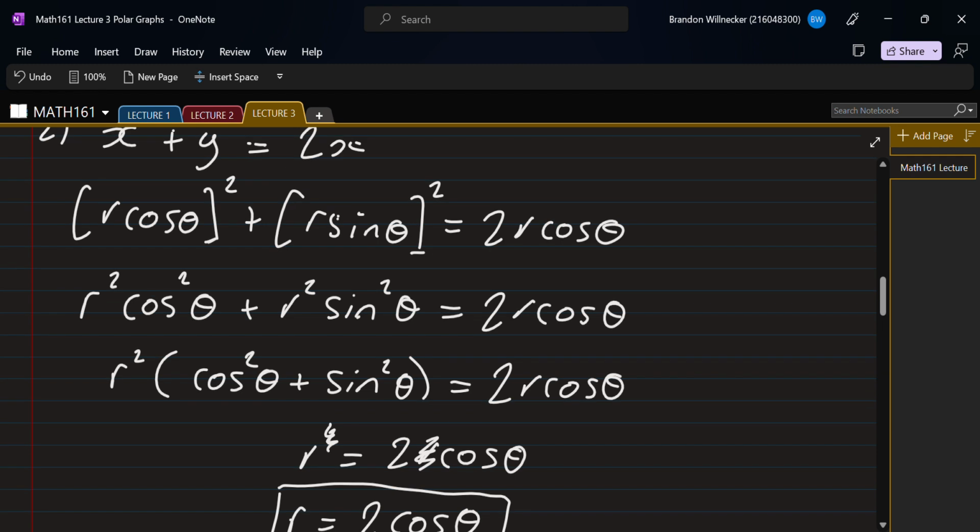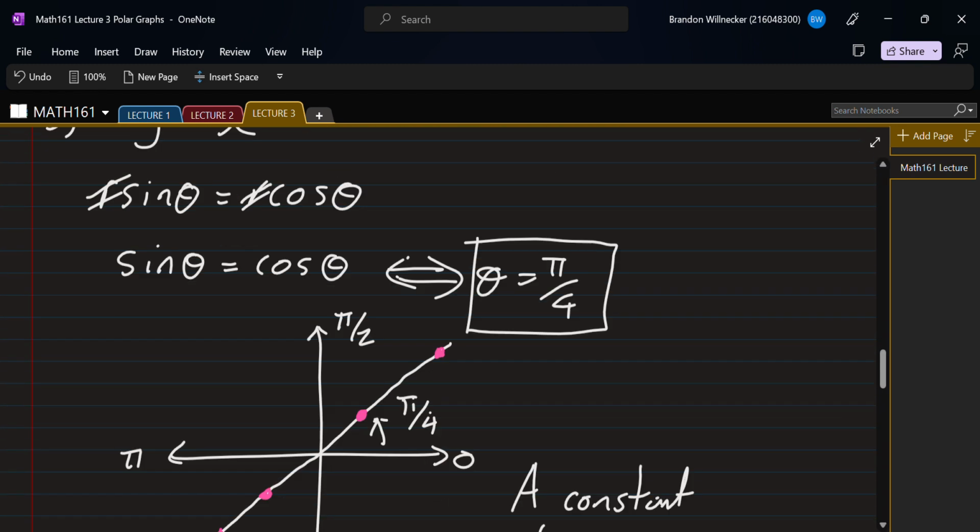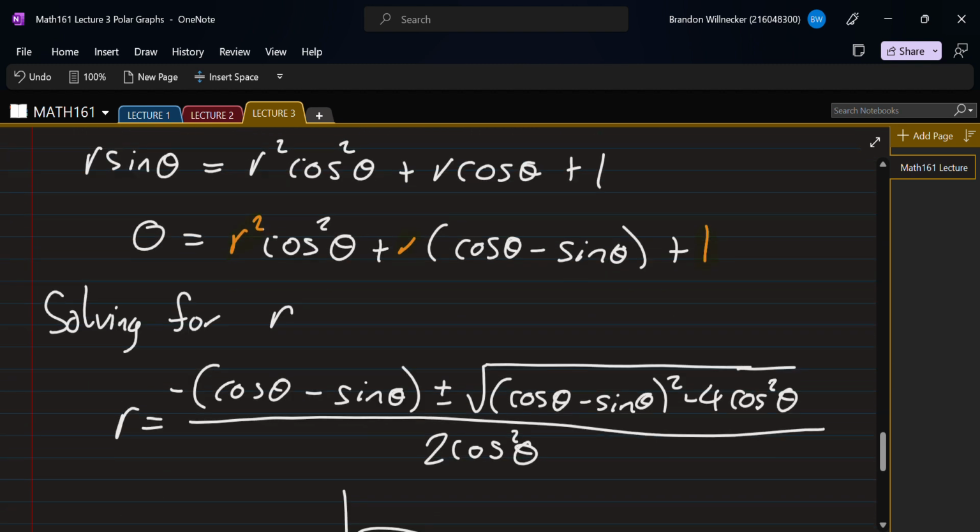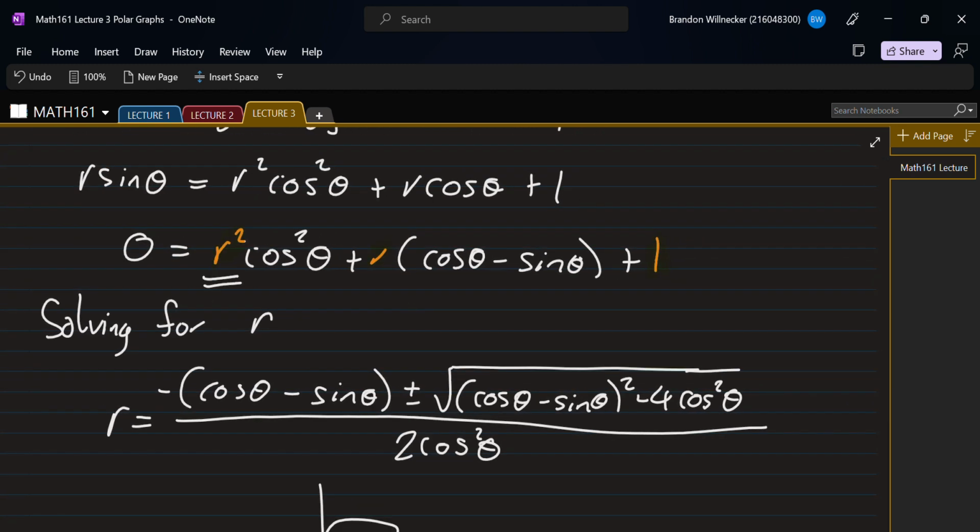For this one, we get r squared on the left hand side, r on the right. We cancel it and then we solve. Number 4, quadratic formula, like I said. So here we've got r squared, r and a constant. So that's like ax squared plus bx plus c, and then this is just the quadratic formula. So again, it depends on what you're given.